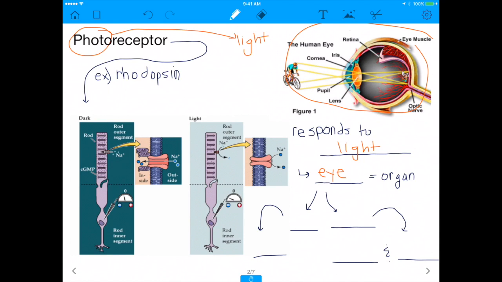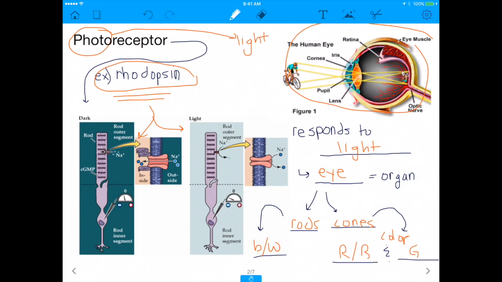And in your eye, there are two different types of photoreceptors that have this protein called rhodopsin. Rhodopsin, as I've written down, is the protein present in both of these photoreceptors, which are known as rods and cones. Cones are responsible for red, blue, and I believe maybe green. The point is, cones are responsible for color vision. On the other hand, rods are responsible for black and white vision. Those are photoreceptors, so they respond to light.